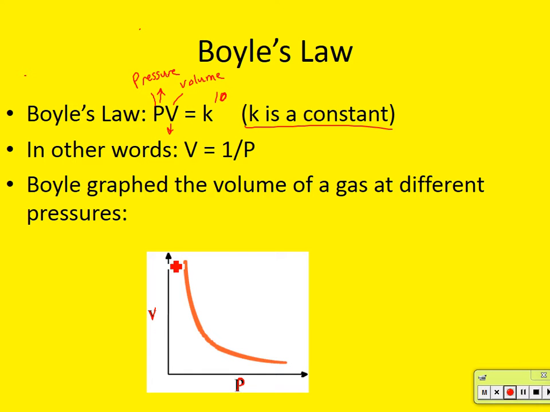Volume is on the y-axis. Make a quick graph of this. But what he noticed is when pressure was very low, what was volume? High. Very high. And then it just made this kind of graph. So as pressure increased, what happened to volume? It decreased. When you see a graph that looks like this, it is an inverse function. As one goes up, the other one goes down. You will always get a graph that looks like this.